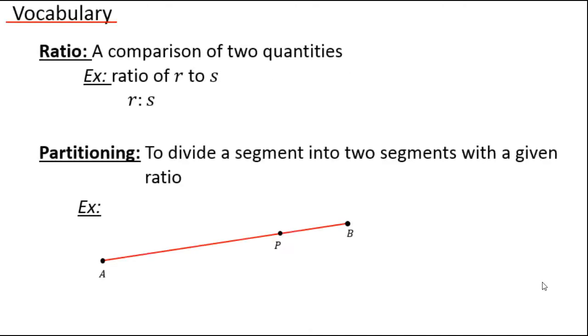In partitions, we can do this visually as well. The ratio is from R to S. That's the ratio that we're cutting, or partitioning, our segments into. Now when we talk about partitioning, this is the definition: to divide a segment into two segments with a given ratio. So here we had the segment AB.